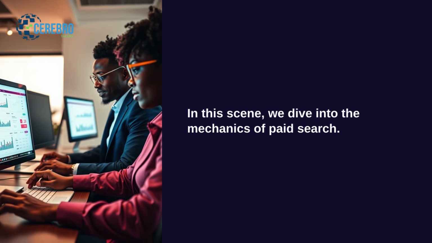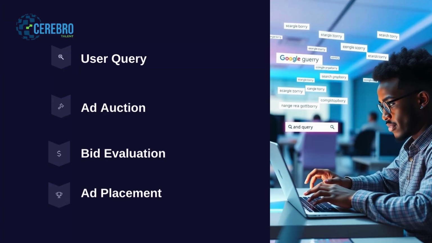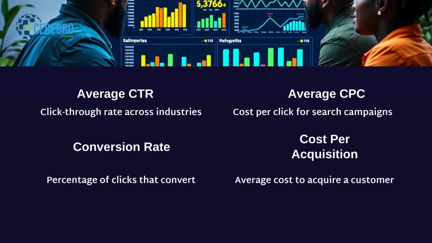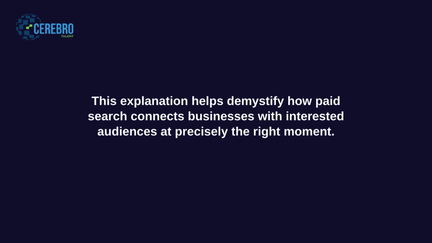In this scene, we dive into the mechanics of paid search. When a user enters a query, search engines trigger an ad auction based on keyword relevance and bid amounts. A dynamic diagram will display the step-by-step process from keyword selection to ad placement, making the flow easy to understand. We'll also highlight key metrics like click-through rates and cost per click, supported by relevant data sets. This explanation helps demystify how paid search connects businesses with interested audiences at precisely the right moment.